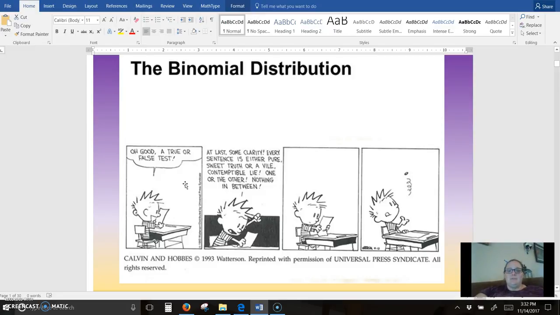A binomial distribution, bi means two, and so there's only two options. You get the test question correct or you get it wrong. You're male or female. You made it to class on time or you did not make it to class on time. You get heads or tails on the coin. Like there's only two options.